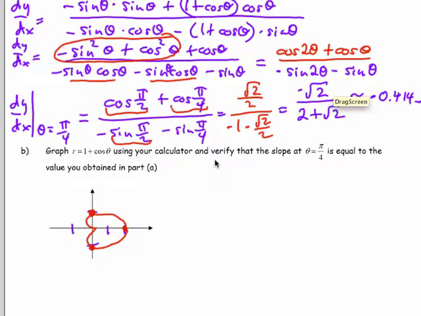The point on the graph is about there. And that looks like a negative slope and a line that's not very steep.